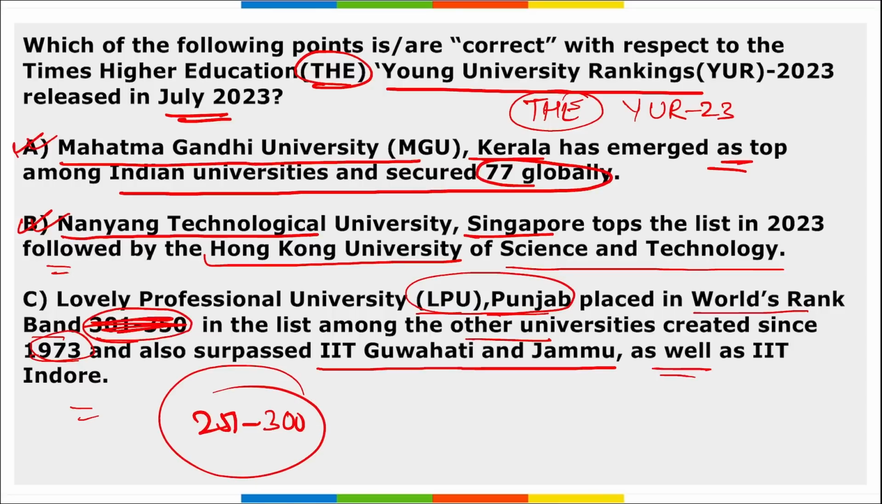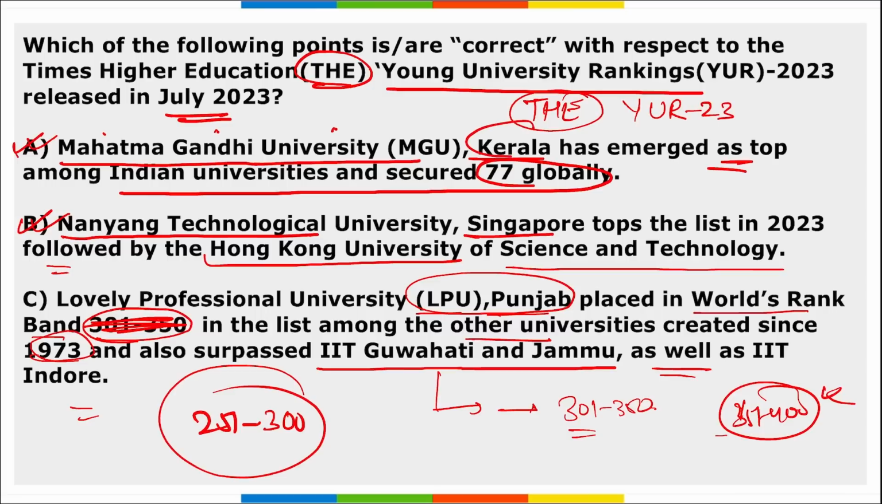Correct? And here IIT Guwahati and IIT Bhubaneswar were placed in the rank of 301 to 350, whereas IIT Mandi was placed in the rank band of 351 to 400. This is just the data that you should definitely remember. Correct? So coming back, it was Mahatma Gandhi University of Kerala that has emerged as the top among the Indian universities and secured 77th rank globally.